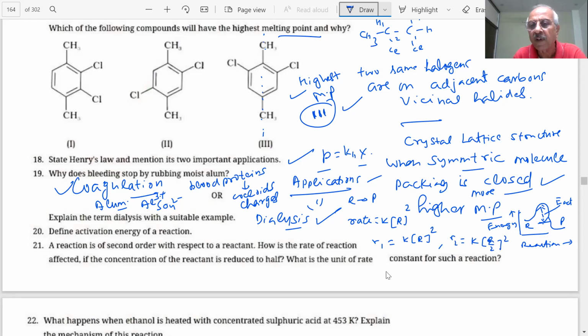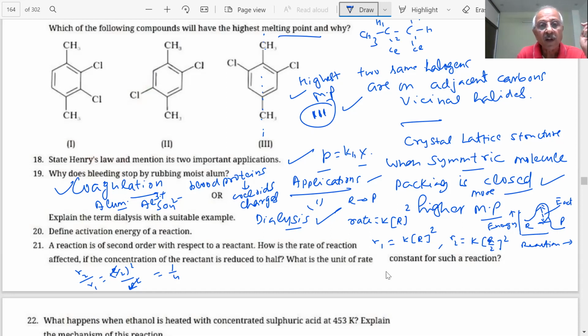So then what will be R2 by R1? If I take R2 by R1, student, what will you get? This is R by 2 the whole square divided by R square. R square will cancel, so this will be 1 by 4, student. So the rate will become 1/4. Concentration half, rate 1/4, student.